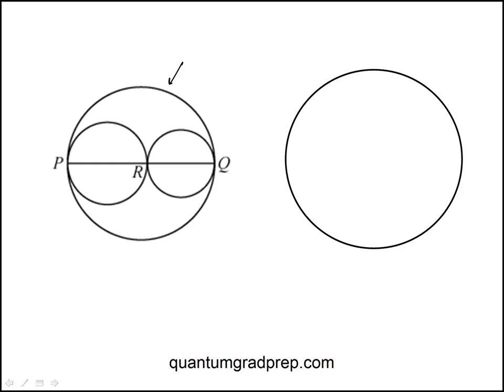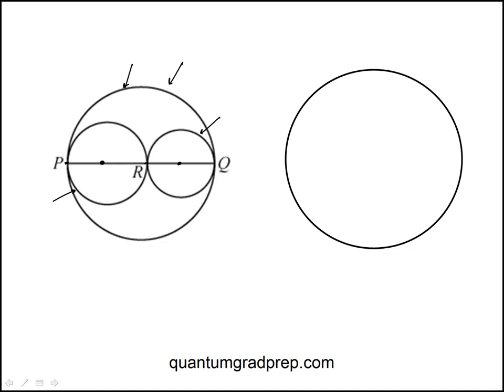So here we're given three circles, and their centers are on this line segment PQ, and they're tangent at points P, R, and Q to this larger circle, where R is also on PQ.